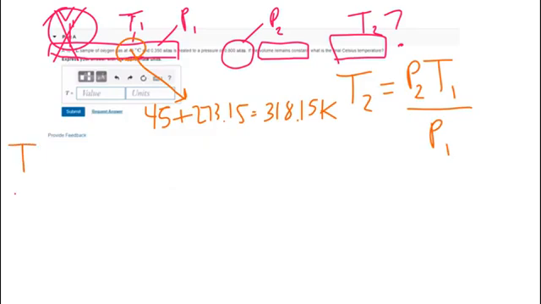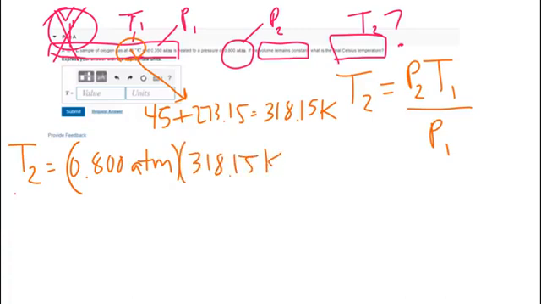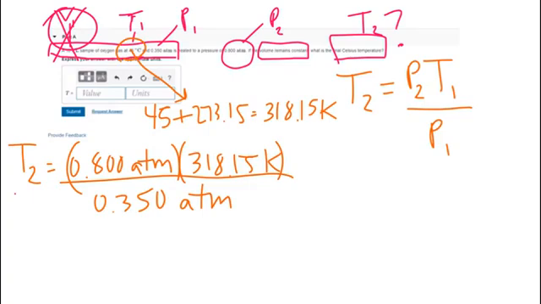Okay, so here we go. So let's plug it in. T2 is equal to P2, which is 0.800 ATMs, times T1, 318.15 Kelvin, all divided by P1, which is 0.350 ATMs. All right, now let's make sure everything cancels out.